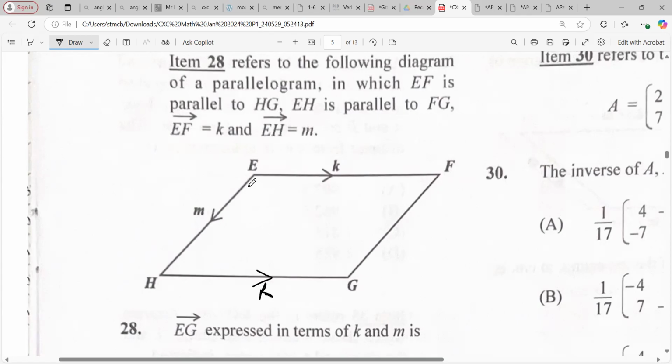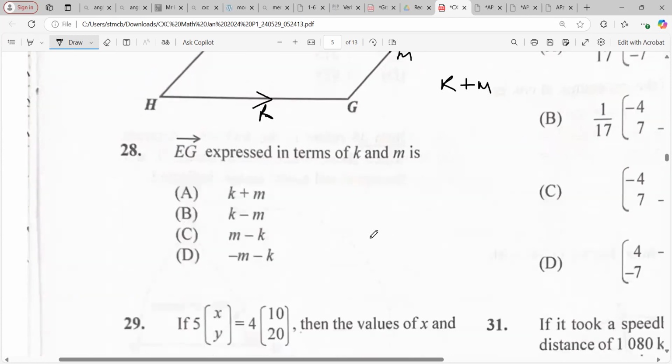EH is equal to M. Express EG in terms of m. So the one from E to G, I'm going to take this route, EF, going with the arrow, so it's K. All of this is represented as K plus FG. I'm going with the arrow for both of them, so it would be K plus M. If you have not done vectors, guys, you really need to check out my past papers on vectors.